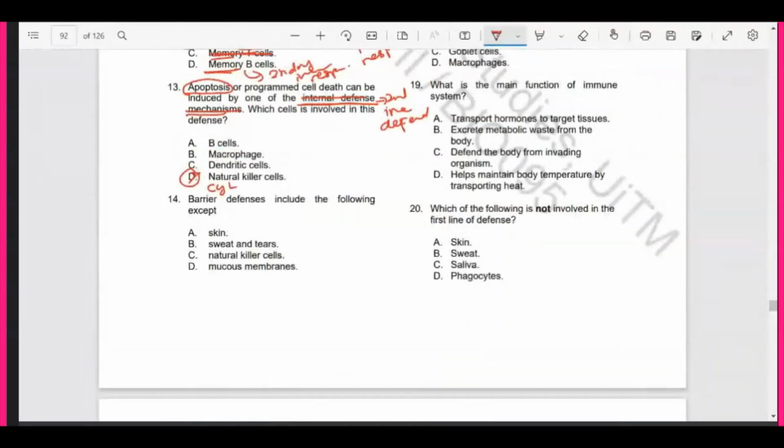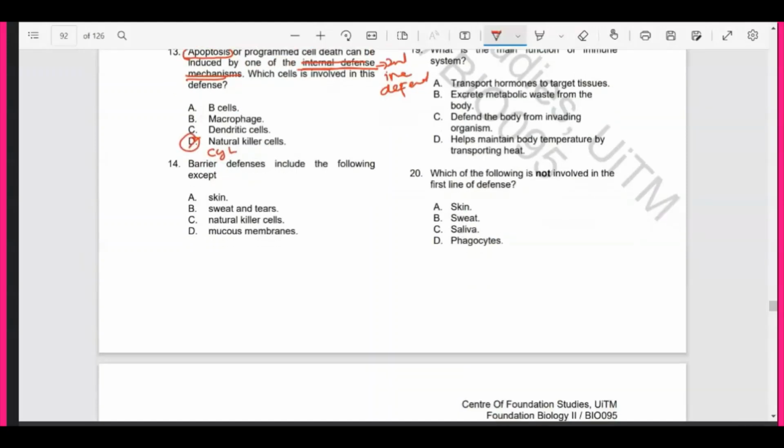Boleh, so saya harap boleh differentiate antara second line and third line ni. Natural killer cell, cytotoxic T cell, kedua-duanya melibatkan apoptosis. Natural killer cell dalam second line, cytotoxic dalam third line.